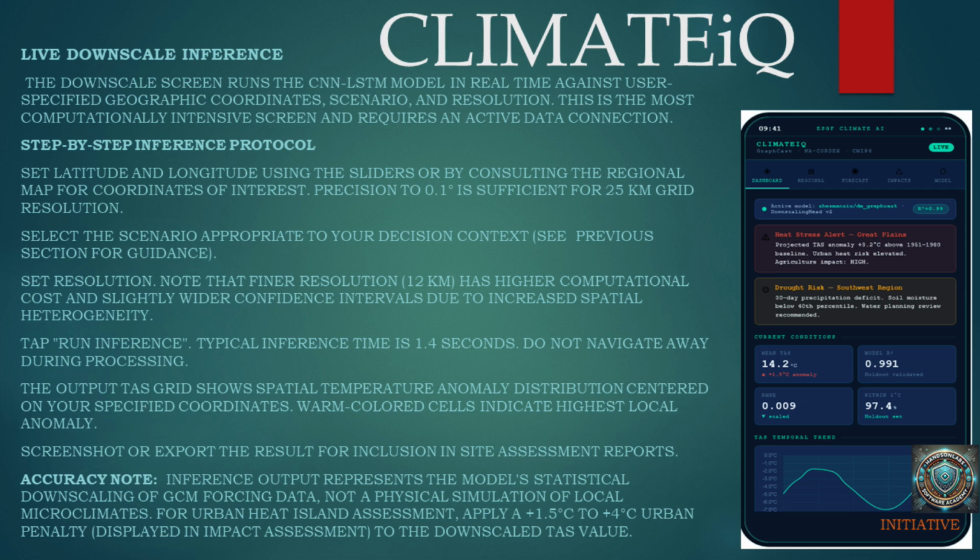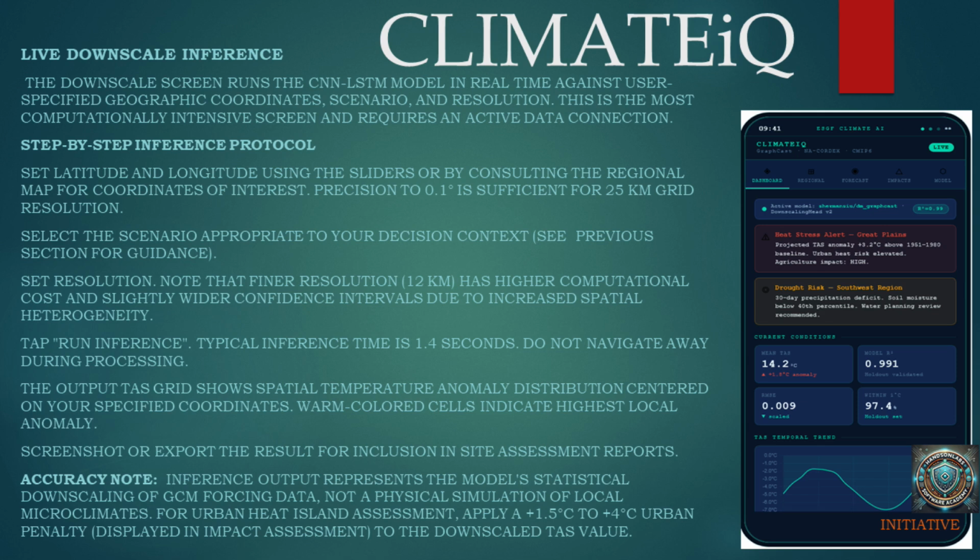Then the output TAS grid shows the spatial temperature anomaly distribution centered on your specified coordinates. The warm color cells indicate the highest local anomaly. You can screenshot the result for inclusion in site assessment reports.